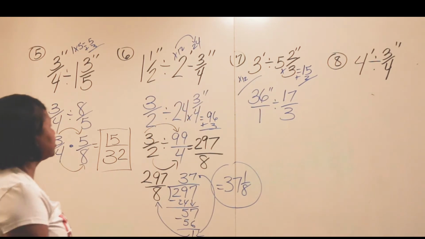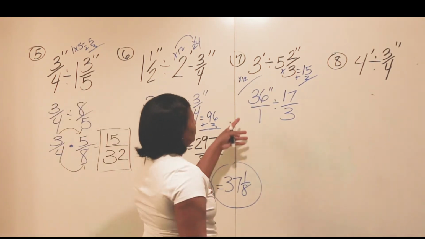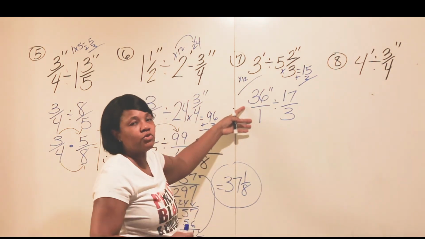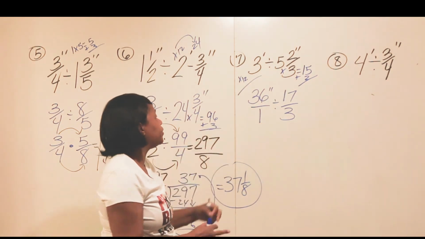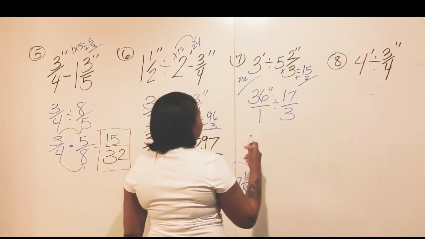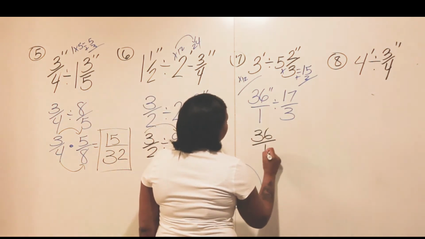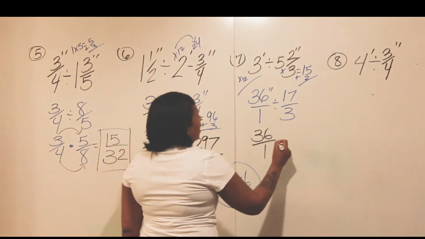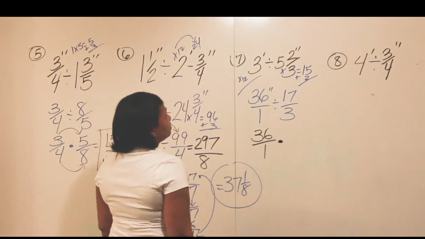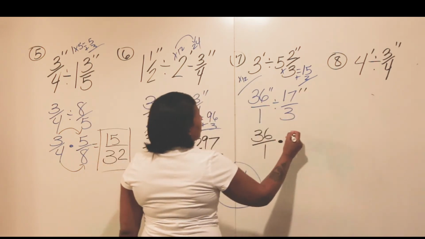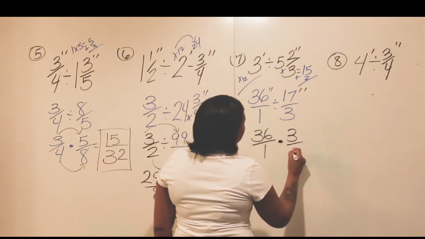We got two fractions. So now we cross reduce. Not yet. Don't forget, you always have to turn it into a multiplication problem before you cross reduce. So we rewrite the first numeric expression. Now we turn it into a multiplication problem. We don't need the inch marks, so I'm going to drop them. So now we flip it. 3 over 17.